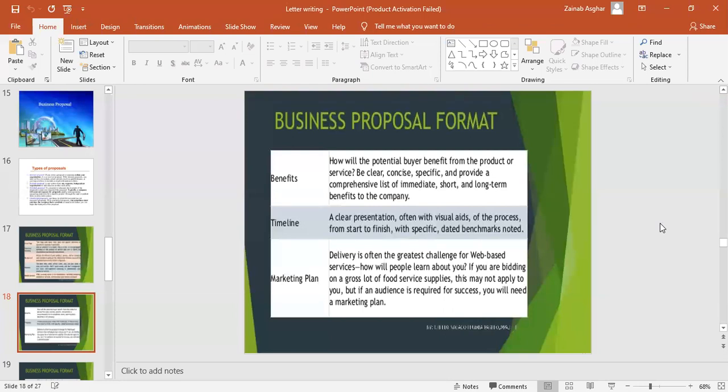If you are buying on a gross lot of food services supplies, this may not apply to you, but if an audience is required for success, you will need a marketing plan. मतलब अगर आपकी कंपनी सिर्फ पब्लिकली इंट्रोड्यूस नहीं करवा रही, इट इज जस्ट बेस्ड ऑन विद इन द टू कंपनीज, एक कंपनी से दूसरी कंपनी की तरफ लेके जाना है, सो दैट इज नॉट योर प्रॉब्लम कि आप पब्लिक को कैसे कन्विंस करेंगे, वो बायर की प्रॉब्लम है.